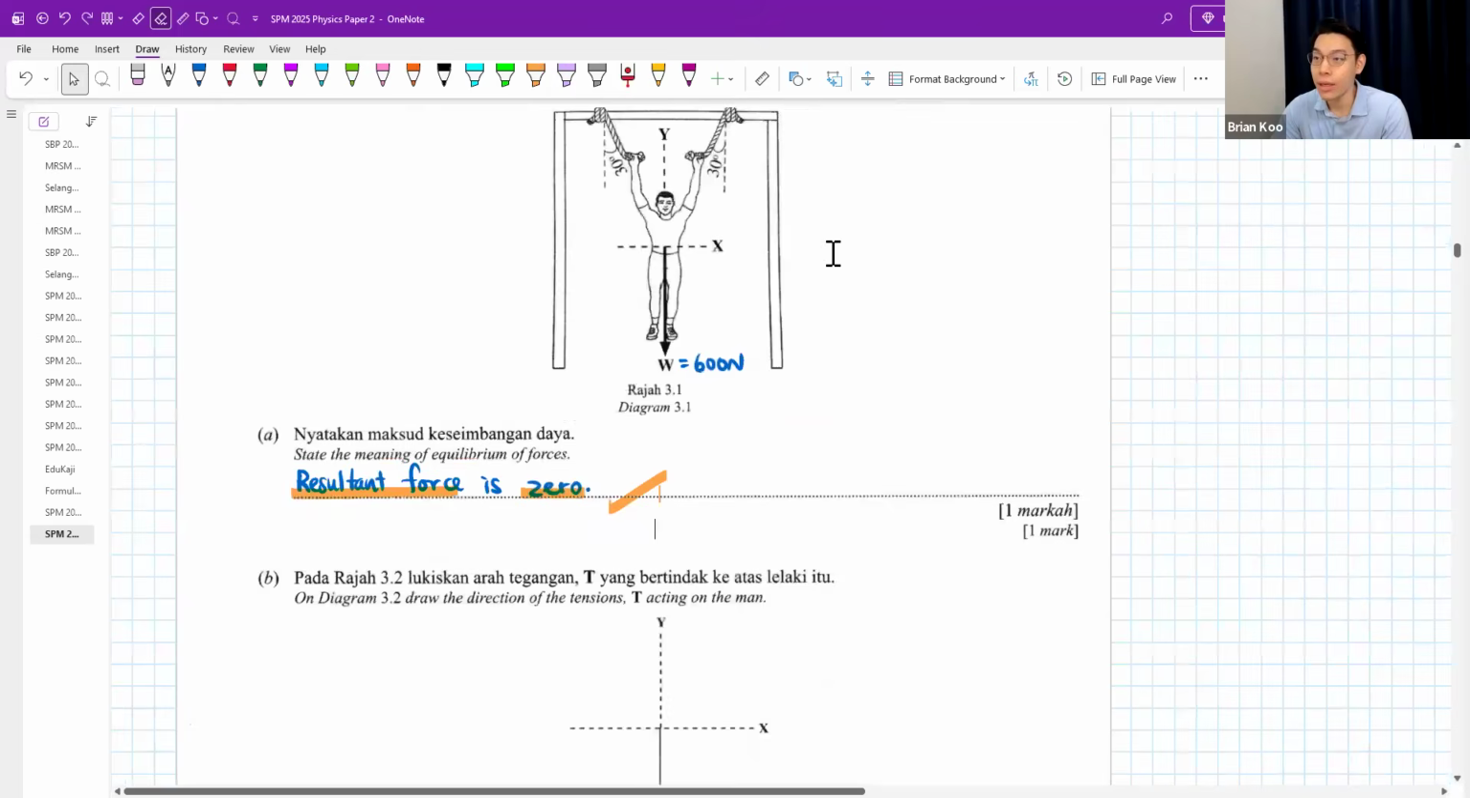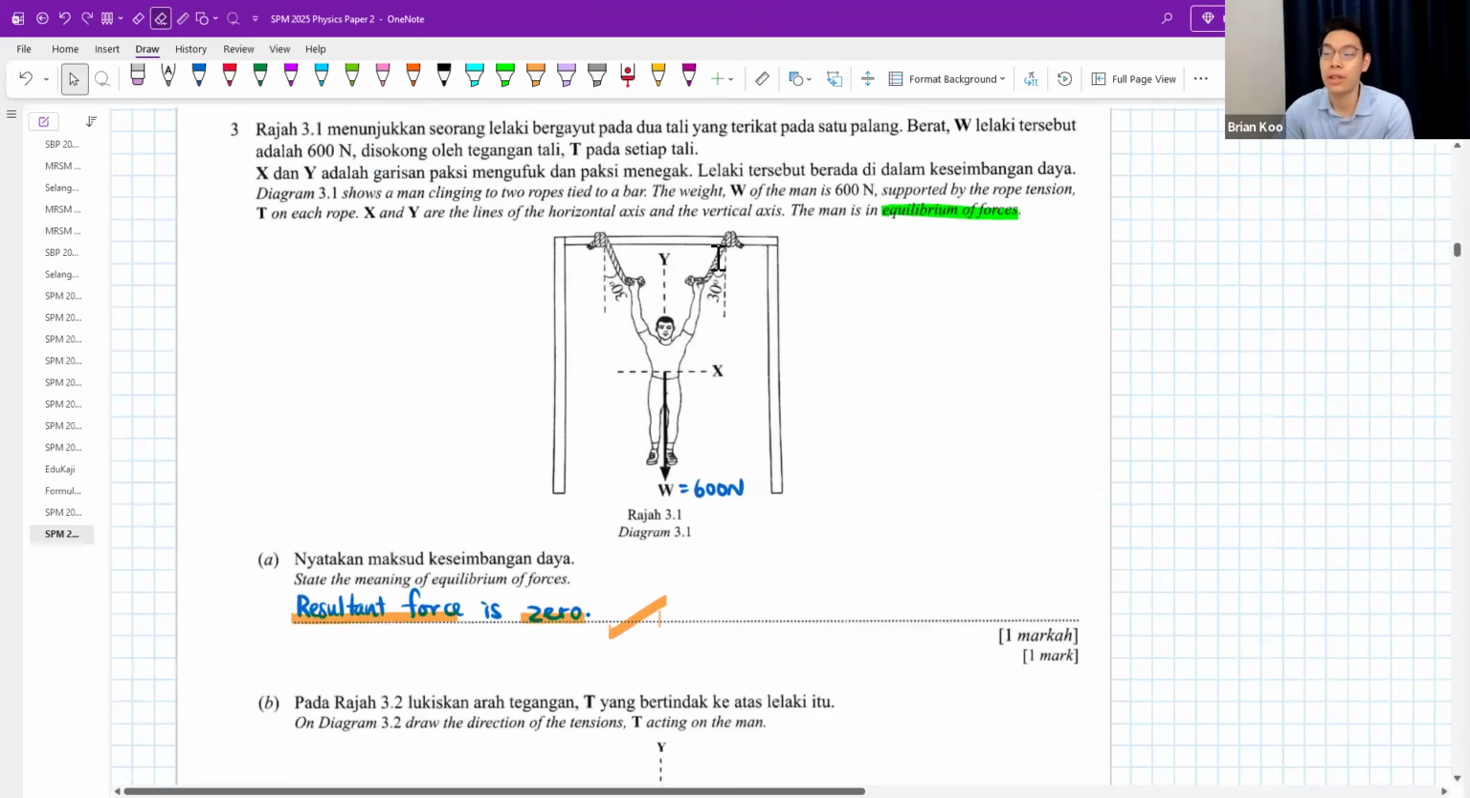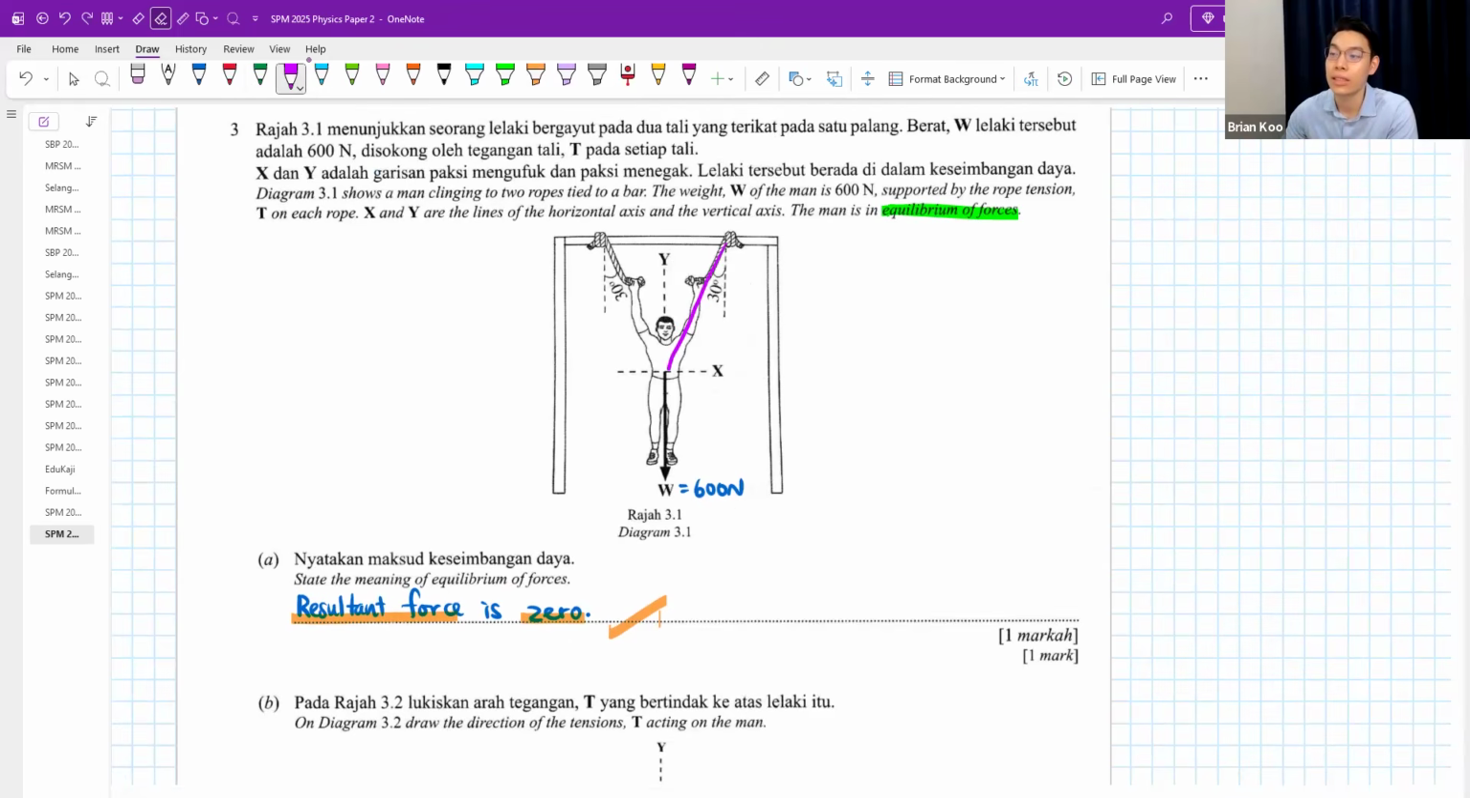Okay, acting on the man. So now your tension is on the rope, but the whole tension is connected. Some people will ask, teacher, how do I know whether the tension is pointing up or down? It must be up. In this case, you must have a tension that is able to support the weight. Weight is pointing down. The job of this rope right now is to pull the man up so that he doesn't fall down. So the tension is upwards.